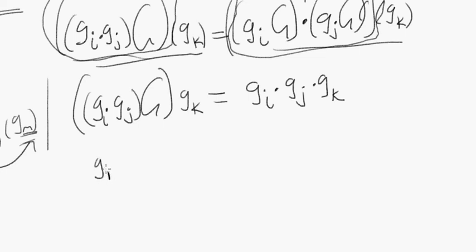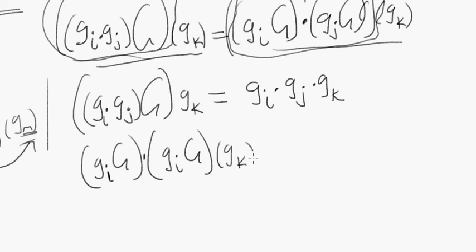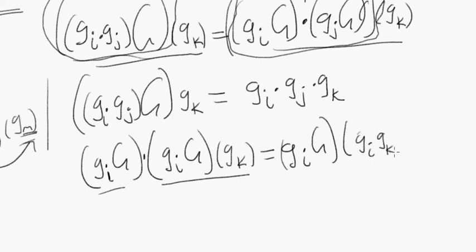What about the right hand side? We would have gi times G composed with gjG of gk, which is the same as applying the function to gk first and then the other function to the answer. So we have gi times G of whatever this thing is. gjG times gk is just gj times gk. This is still an element of the group, and gi times that is just gi, gj, gk. So what do you notice?